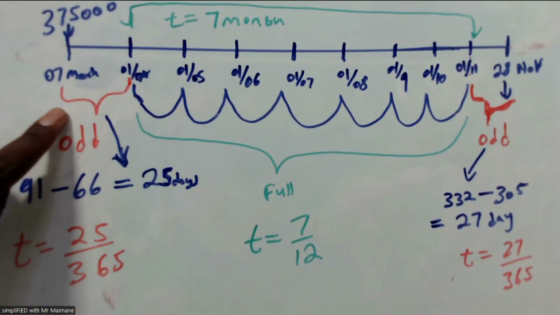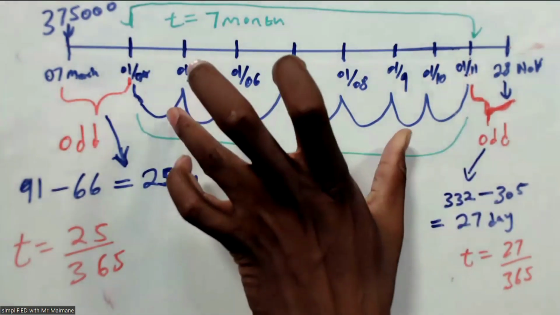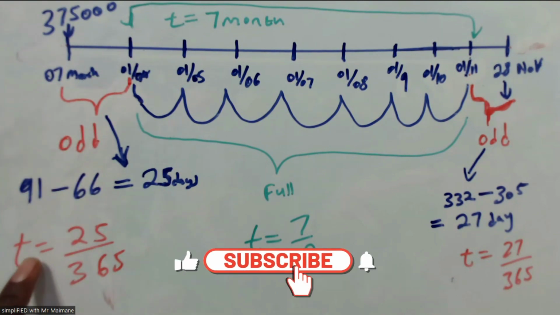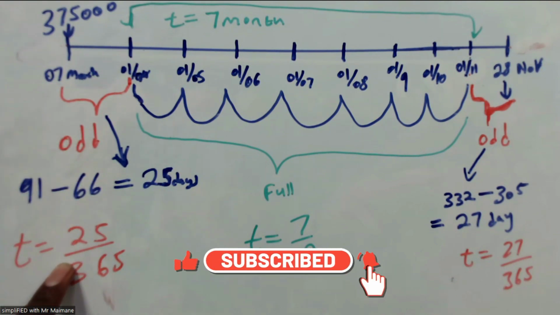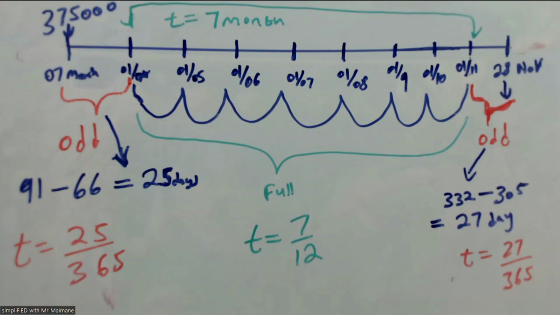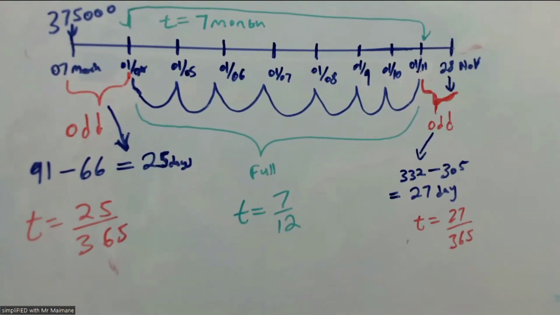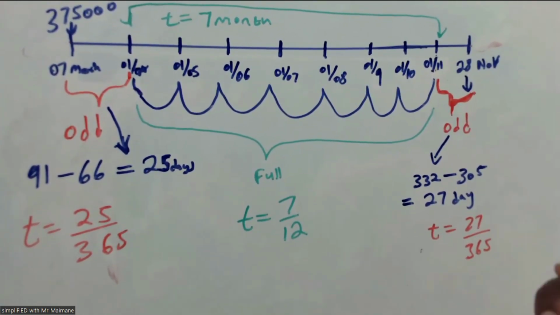We know the odd period, we know the full period. We know that the term for the odd period is 25 days divided by 365. We know that for the other one is 27 days divided by that. But now they said we must use simple interest for the odd period and compound interest for the full period.